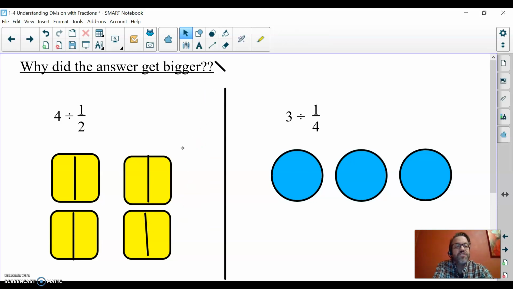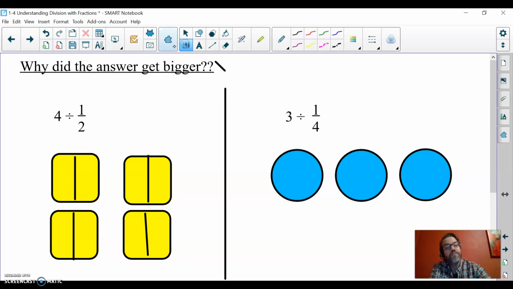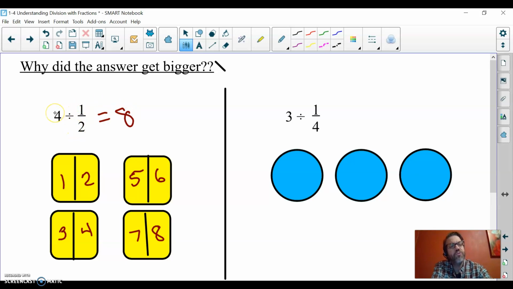So now I've split each of these wholes in half, and now if I'm dividing by 1/2, how many halves are there in these 4 whole? Well, I have 1/2 here, 2 halves, 3 halves, 4 halves, 5, 6, 7, 8 halves. So 4 divided by 1/2 is 8. There are 8 halves in 4 whole.